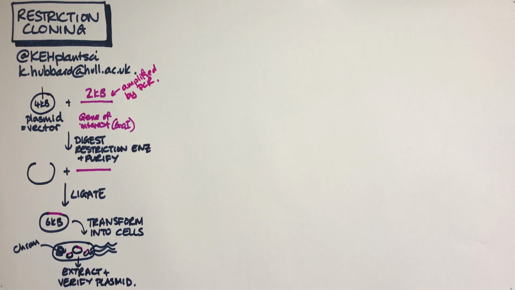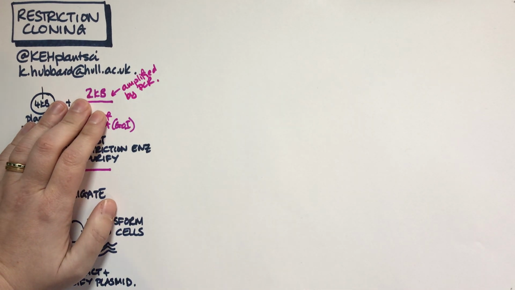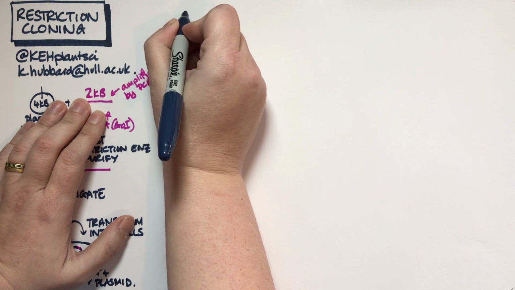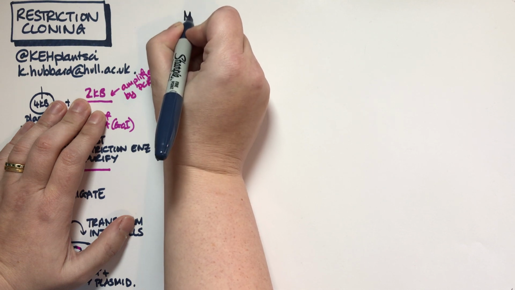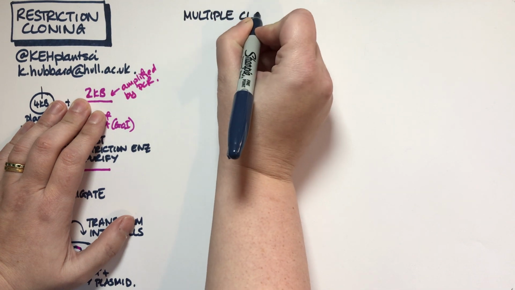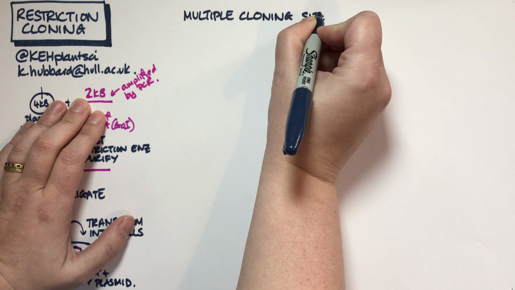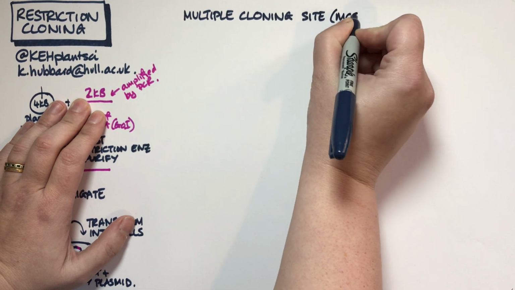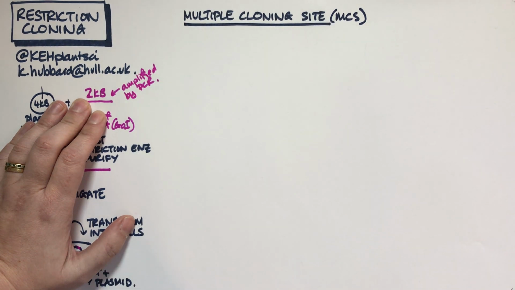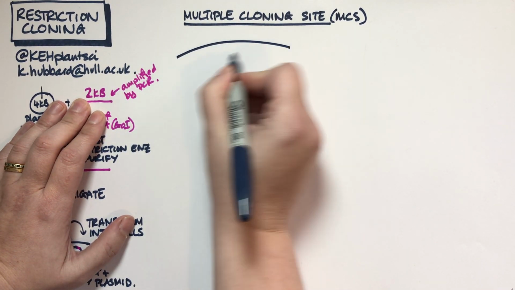So let's think a little bit about what we need to do in here. There's another video on plasmids, but one of the things that video highlights is the importance of having a multiple cloning site in your plasmid, which is abbreviated to MCS. So the multiple cloning site is on our plasmid. This is the plasmid.